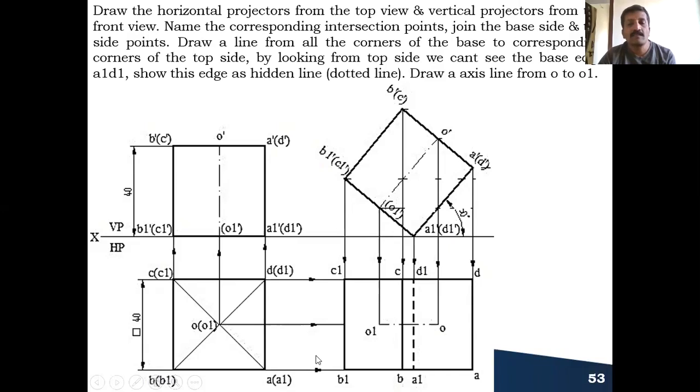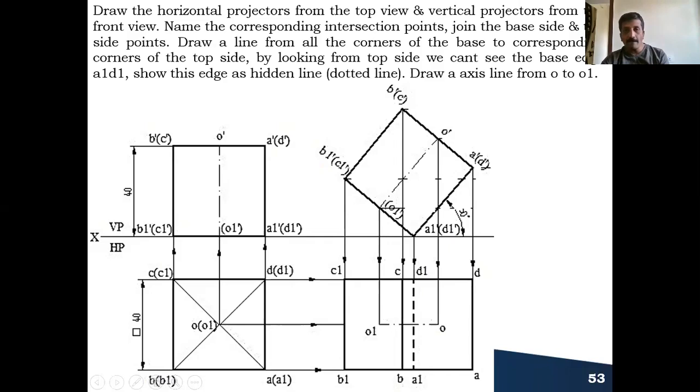This is O. Similarly, A1 is here. A1 dash is here. This is A1. B1 is here. B1 dash is here. This is B1. C1 is here. C1 dash is here. This is C1. D1 is here. D1 dash is here. This is D1. O1 is here. O1 dash is here. This is O1. Like this, all the points you are getting.